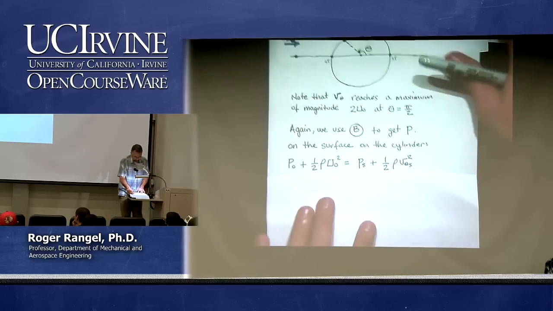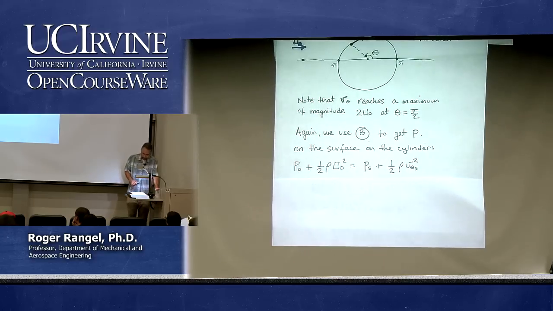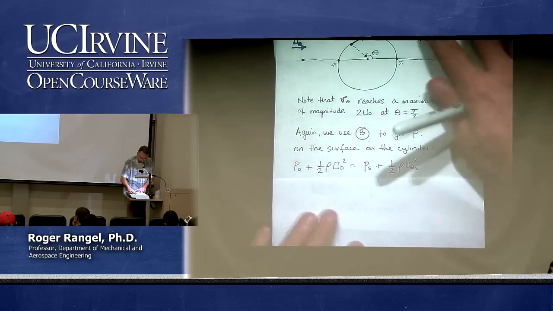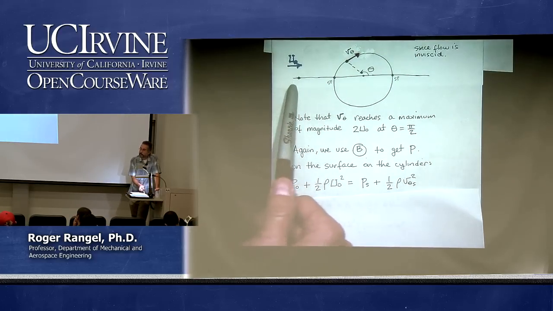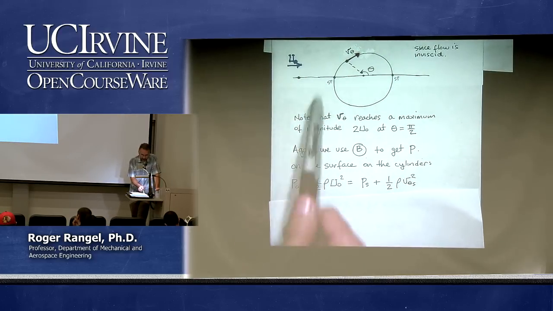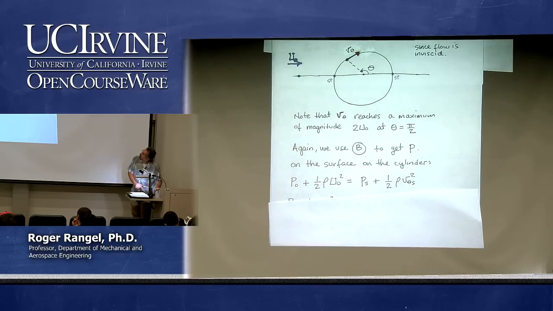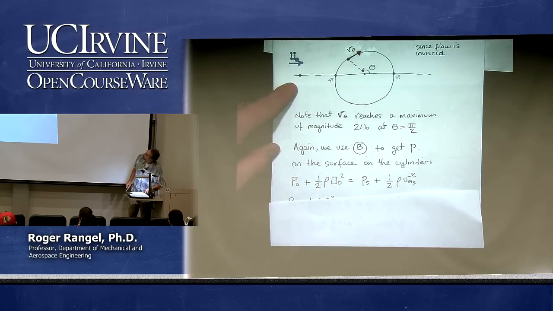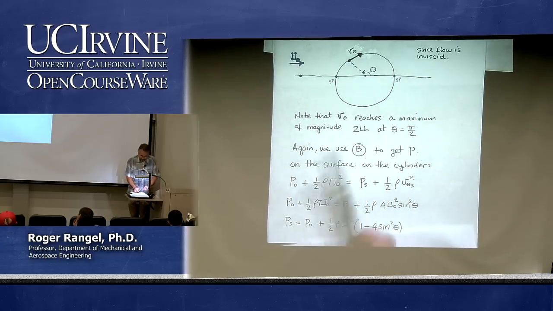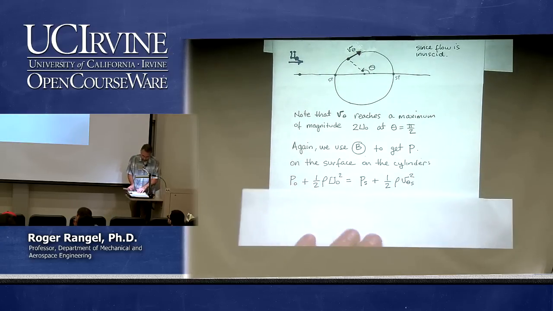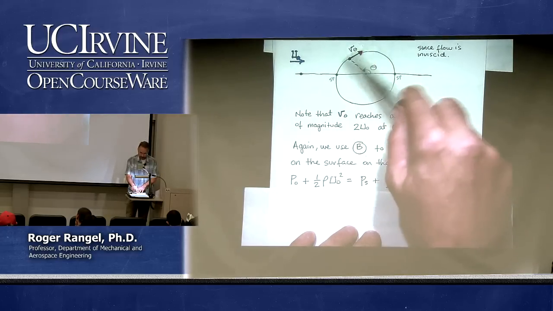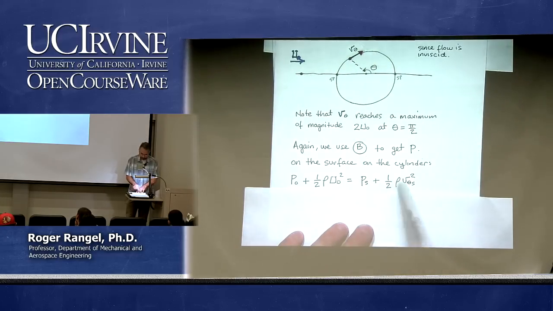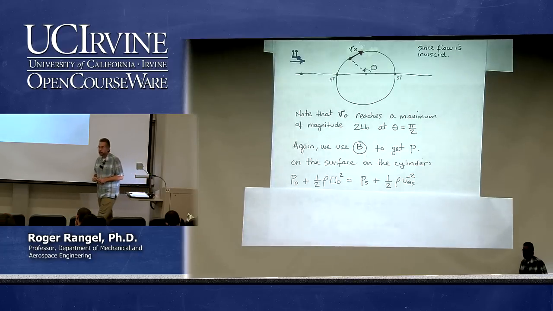So here is the Bernoulli equation. I'm picking 2 points to write this Bernoulli equation. One is ahead of the cylinder, way ahead, sufficiently far ahead. I put it here on this figure, that dot right there. You see that? So put that dot there. That's my first point. And the second point will be any point on the surface. So here's my Bernoulli equation.